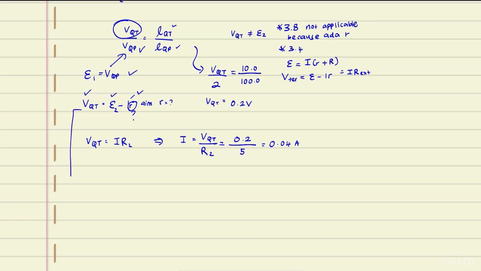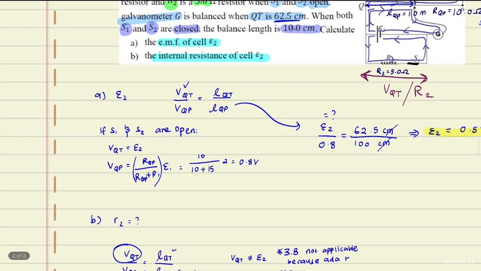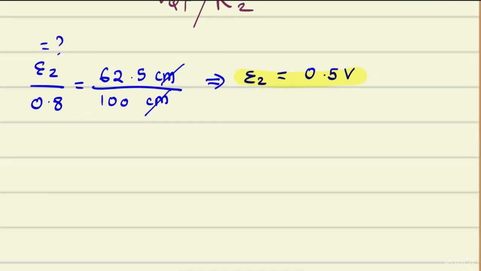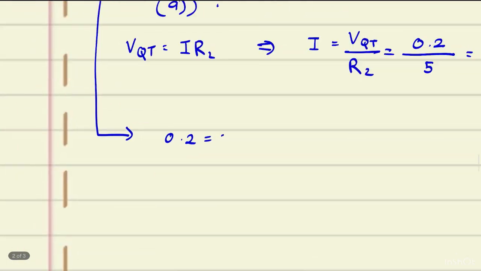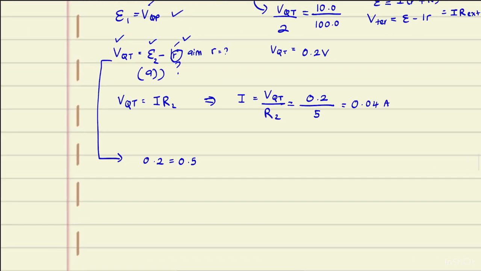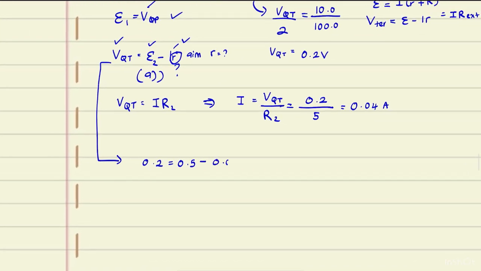Okay, so we bring this over. So, VQT is 0.2. EMF 2 we got from part A. Okay, EMF 2 is this value, 0.5. So, 0.5 minus I, which is 0.04 r. So, the answer will be this small r equals 7.5 ohm. This is the answer.